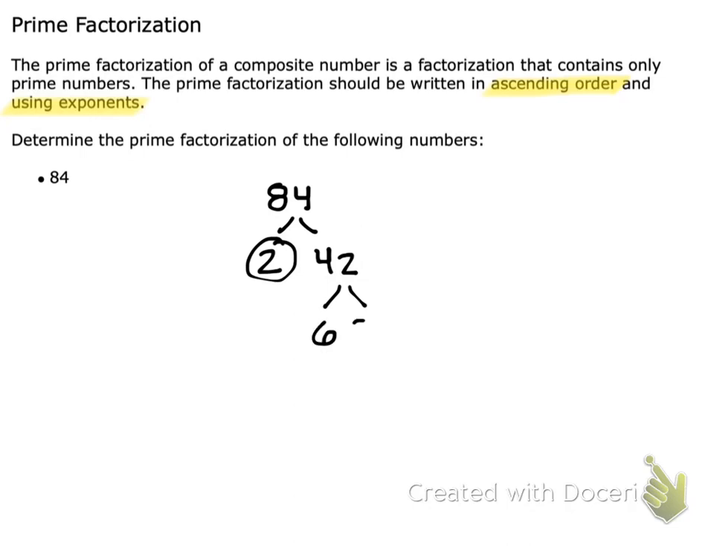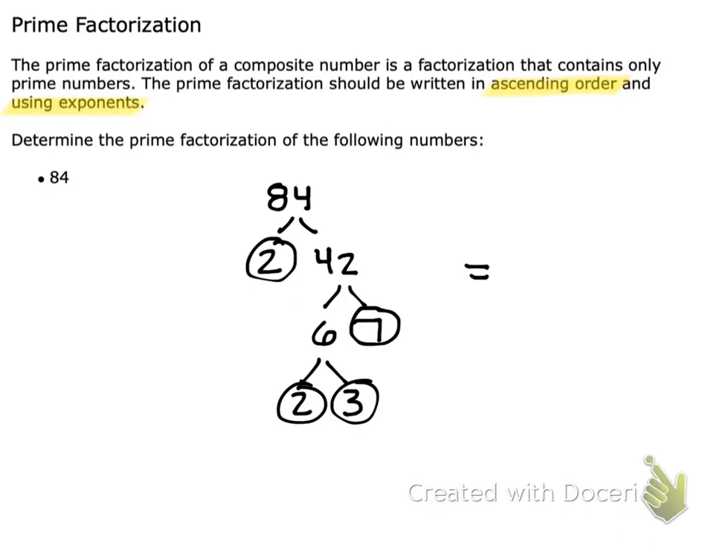6 and 7. Are either of those prime? 7 is. Circle 7. 6 is not, so we're going to break it down further. How would we break that down? Yep, 2 and 3, both prime. Okay, so here we go. We're going to write our final answer.